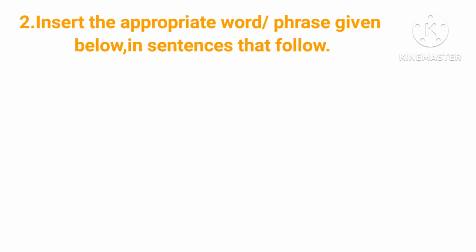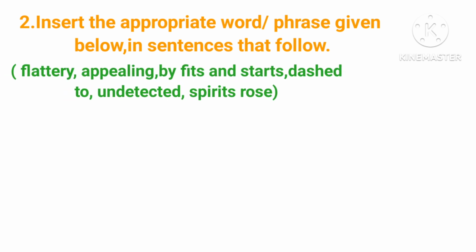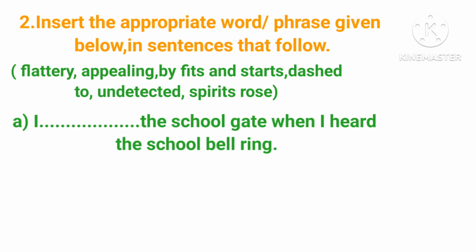Second activity, insert the appropriate word or phrase given below in the sentences that follow, and those words are flattery, appealing, by fits and starts, dashed to, undetected, spirits rose. A: I blank space the school gate when I heard the school bell ring. Here in the blank space we will write dashed.